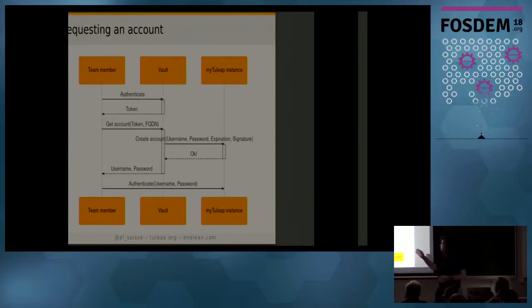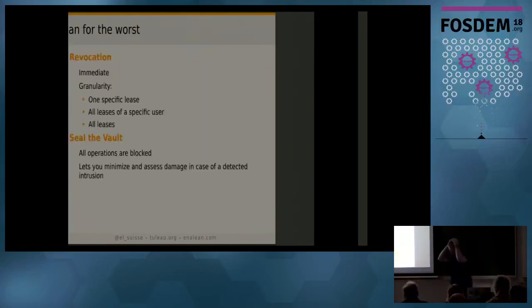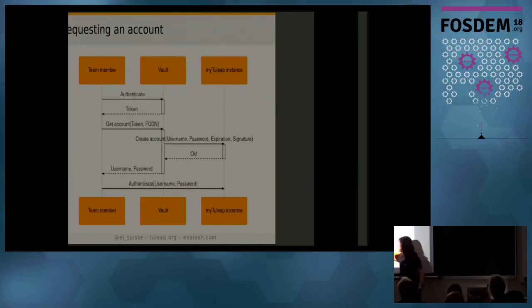Once it's done, Vault will retrieve and give you the username and password, and your team member will be able to authenticate against your customer instance. This is quite nice because now we have a way to access customer instances on demand. You don't have permanent access, but you can request it. And you can also revoke it if, for example, you leak a generated username and password, or if your team member leaks their token, or the team member is completely compromised.